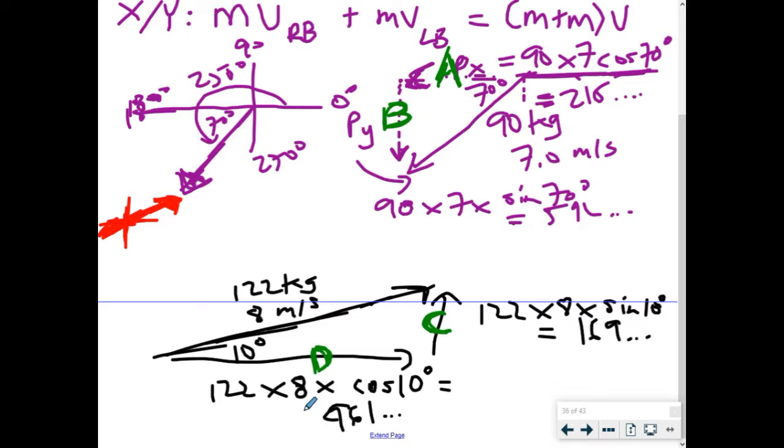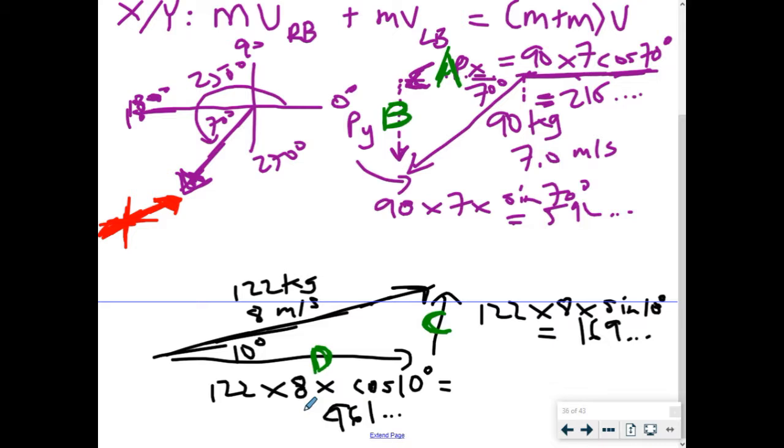Why should I subtract them? They're going against each other, right? Because this guy was traveling that way, and this guy's traveling this way, right? So I'm going to need to take A and D and subtract them. And I'm going to need to take C and B. And what should I do with C and B? Subtract them because they're going opposite directions, right?